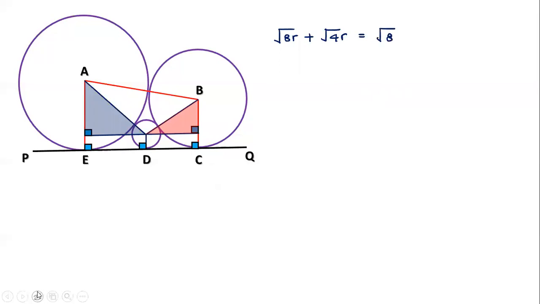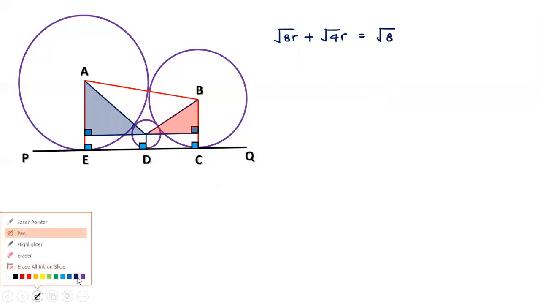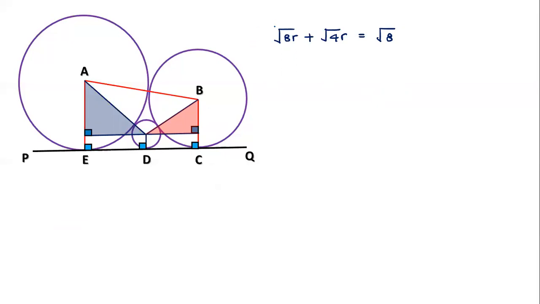Okay, so to remove all these square root things, we need to square both sides. So what are you going to do? You're going to square both sides. Listen. Okay, you're going to square both sides. Okay, done. So let us move on to square the whole thing.